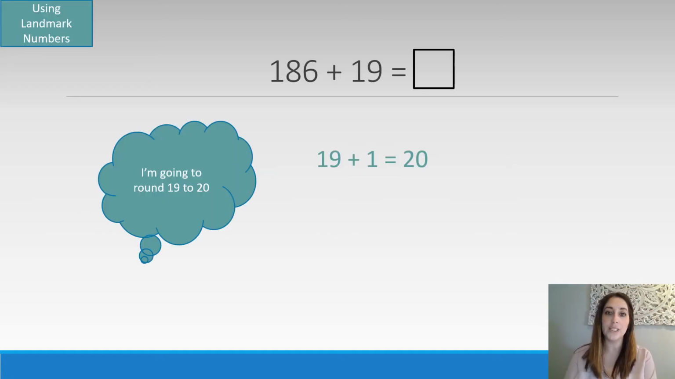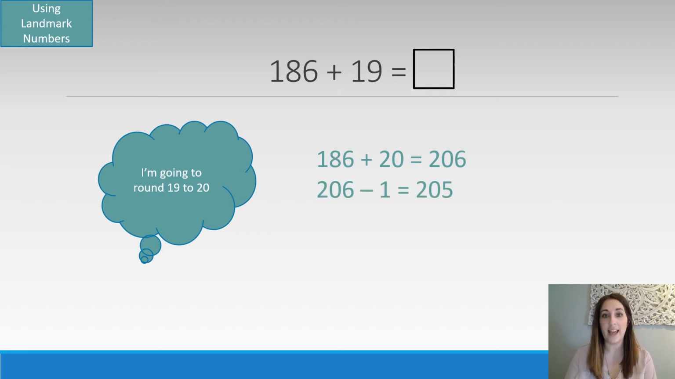So when I first looked at this problem, I noticed that 19 is really close to 20. I know that 20 is a landmark number and it's going to be much easier to use. So I started by adding 19 plus 1 to make 20. Then I added 186 plus 20, which I was able to do mentally and got 206.